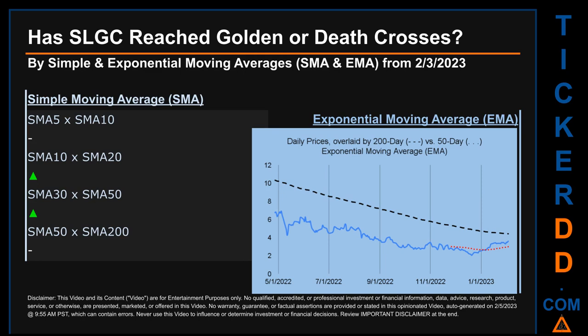Continuing with SMA, we looked across the 5 to 10, the 10 to 20, and the 30 to 50-day ranges to see if golden and death crosses had been reached. We found golden cross signals for the 10 to 20 and the 30 to 50. We could find neither a golden cross nor a death cross signal for the 5 to 10 and the 50 to 200.